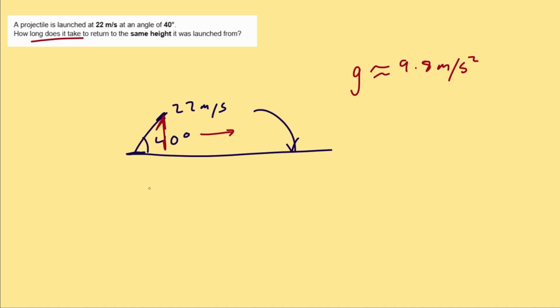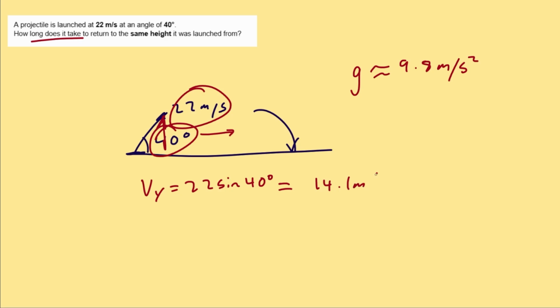In this case, this vertical velocity component is 22 sine 40. Take it from here and here. That is equal to roughly 14.1 meters per second. Now, to find the time it takes to reach the bottom, there's a special trick we can use. We can find the time it takes to reach the peak and then double it because it's a symmetrical launch with equal trajectory on both sides.